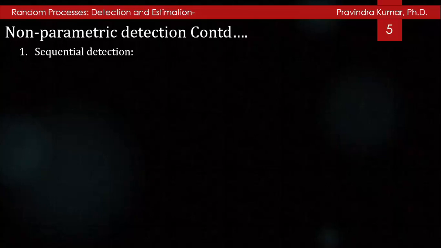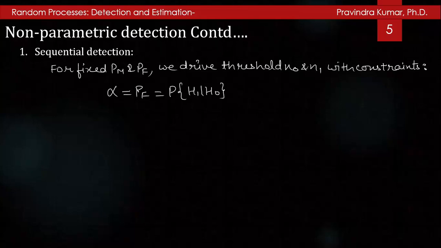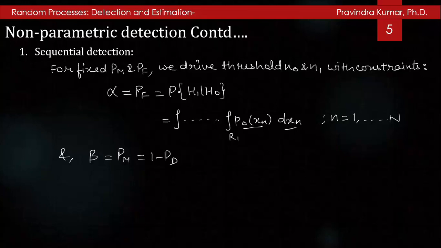Now, for the fixed Pm and Pf, we need to derive thresholds N0 and N1 so that they meet the constraint alpha equal to the probability of false alarm, meaning the probability of H1 given H0 is true. So it can be the N-times integration over the critical region R1 of p0(xn) dxn, where small n is from 1 to N, and beta is equal to Pm, the probability of miss.